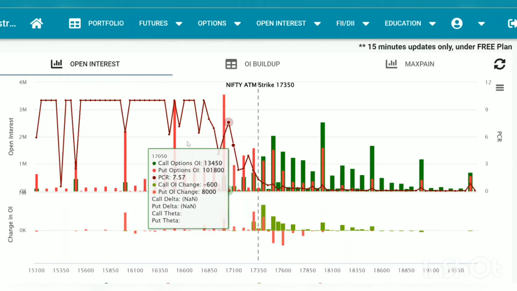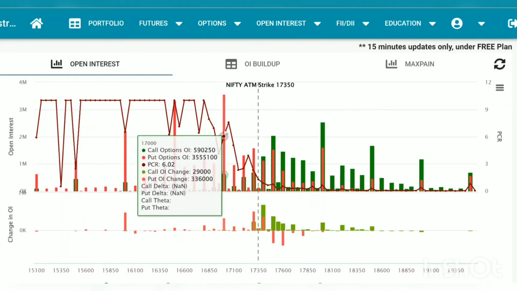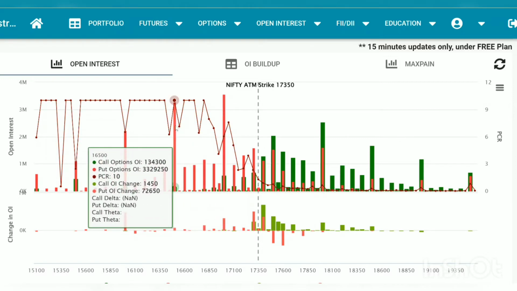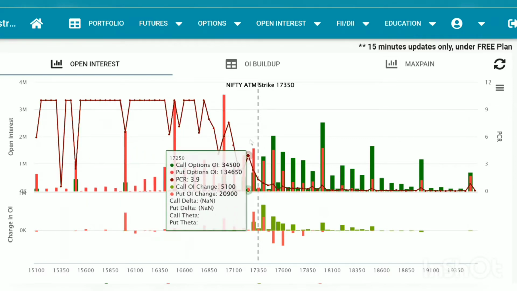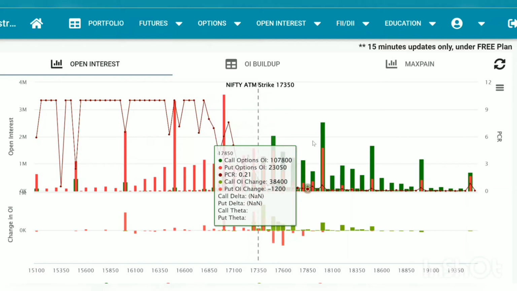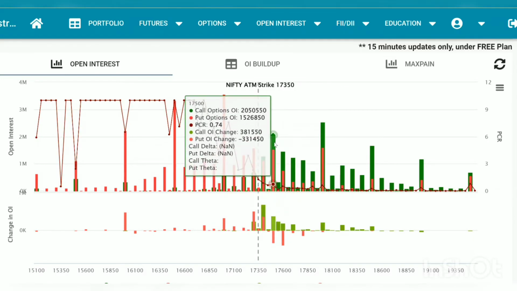And if you see over here, on this side there are put writers. So the highest open interest on the put side is at 17,000, and below that it is at 16,500. And if we look at the call writing side, 17,500 has the most call writers, and after that 18,000 call writers are more, and then the next highest open interest is at 17,500.